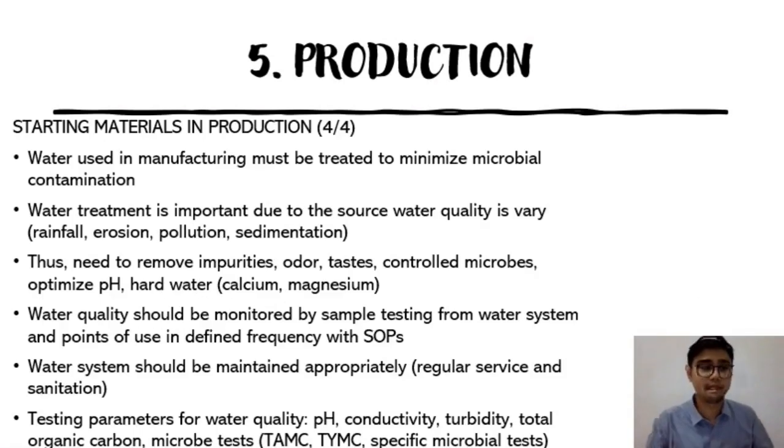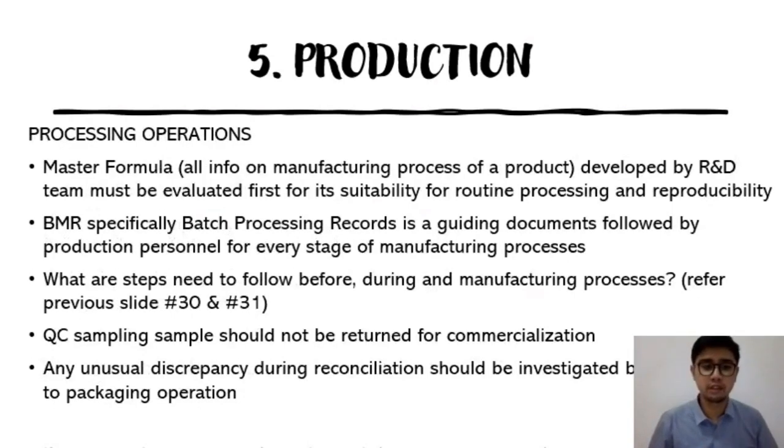Now we proceed to the processing operation. The master formula developed by the R&D team must be evaluated first for its suitability for routine processing and reproducibility. BMR, specifically batch processing records, is a guiding document followed by production personnel for every stage of the manufacturing process. What are the steps that need to be followed before, during, and after the manufacturing process? You can refer to the previous slides, which are slide number 30 and number 31.